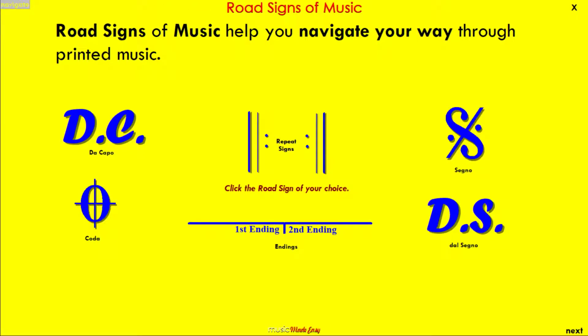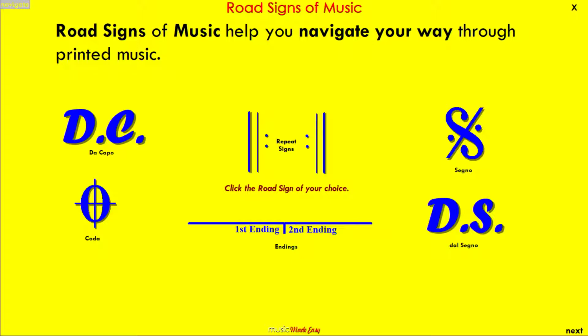Road signs of music. Now that we all have GPS on our cell phones, it's easy to get from one place to another. Unfortunately, there's no GPS for music, and you need to learn the road signs of music to navigate safely through a song. Once you learn 6 basic road signs of music, you can find your way from the first measure to the last measure of your music with no difficulty.